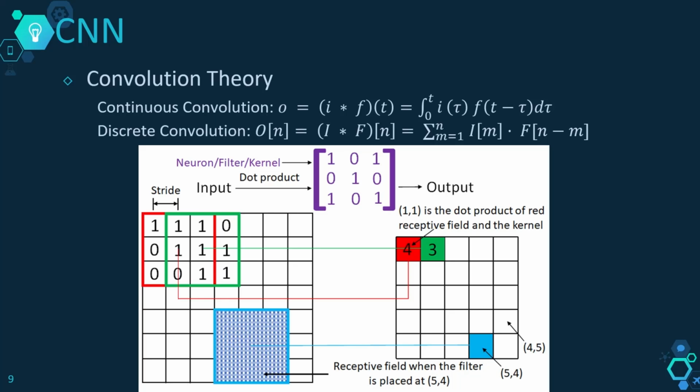But here we are dealing with discrete numbers. We're talking about arrays, not continuous functions, right? So now we need to use the discrete form of convolution, and the mathematical formulation is like this. But this may still be a little bit too complicated to understand. To get a better understanding of it, let's take a look at the example shown in this figure.